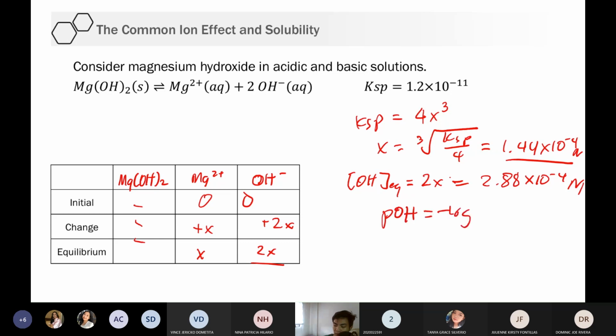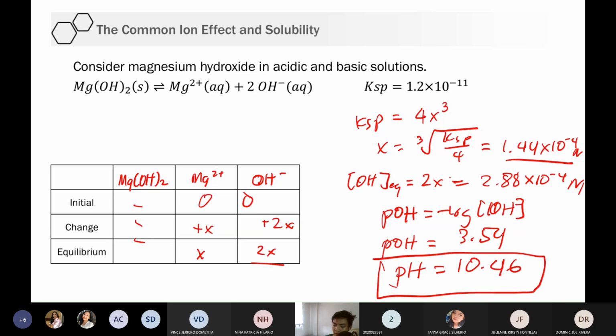pOH is negative log concentration ng OH. So, pOH is equal to 3.54. The pH of the solution is 10.46. So, the pH of the solution, when we dissociate magnesium hydroxide, ito yung nasa Ksp. Okay. The pH is 10.46.